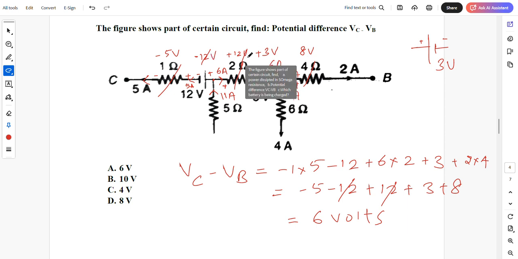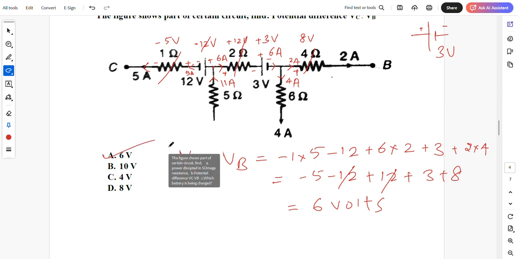Minus 12 plus 12 gets cancelled. 3 plus 8 is 11. Okay, 11. 11 minus 5 is 6. 6 volts is the right answer. Okay, understood? Hope you understood.